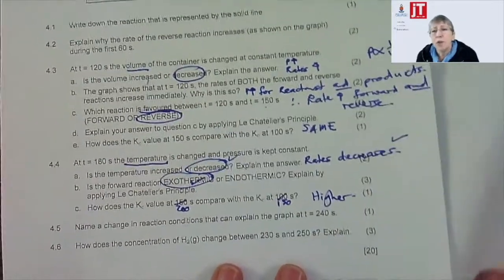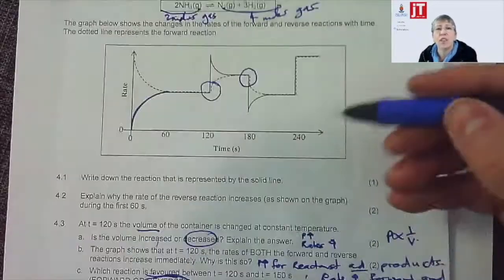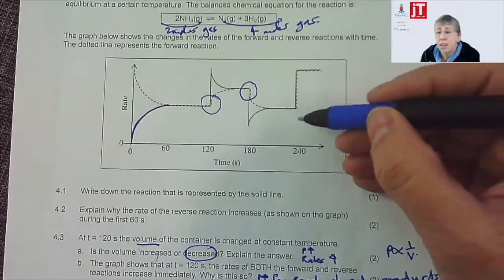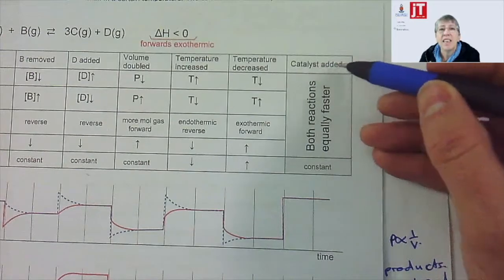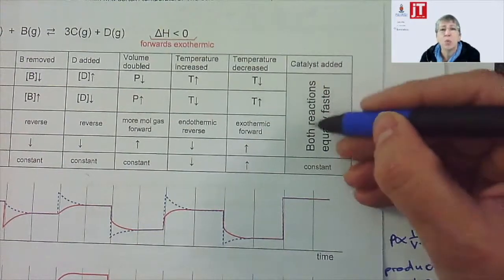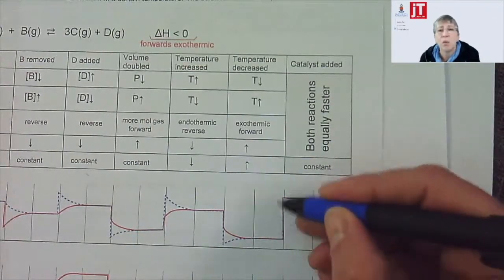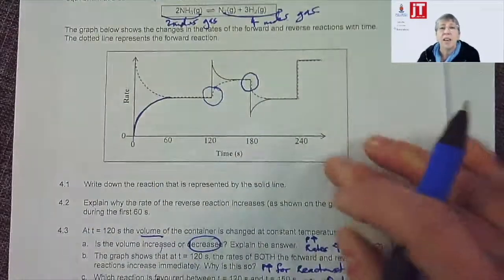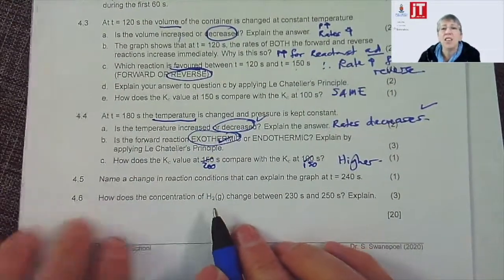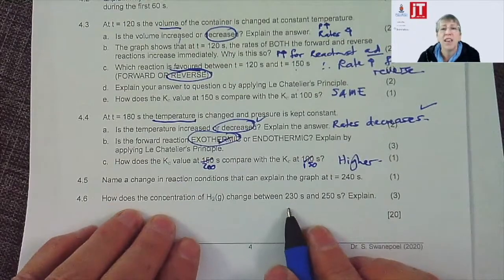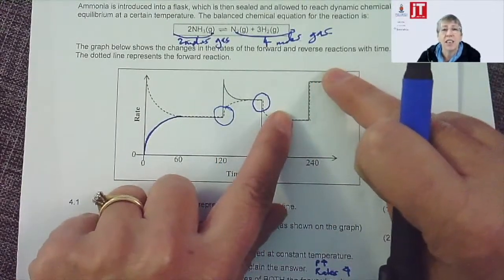Right, 4.5, name a change in reaction conditions that can explain the graph at 240. Well, the one thing that I know that can do that will be adding a catalyst. Right, a catalyst will make both reactions equally faster, right? So they will be equally faster. Right, so this is just a catalyst that is added, and then they ask me, how does the concentration of NH3 change from 230 to 250? So that's before and after the catalyst, right?